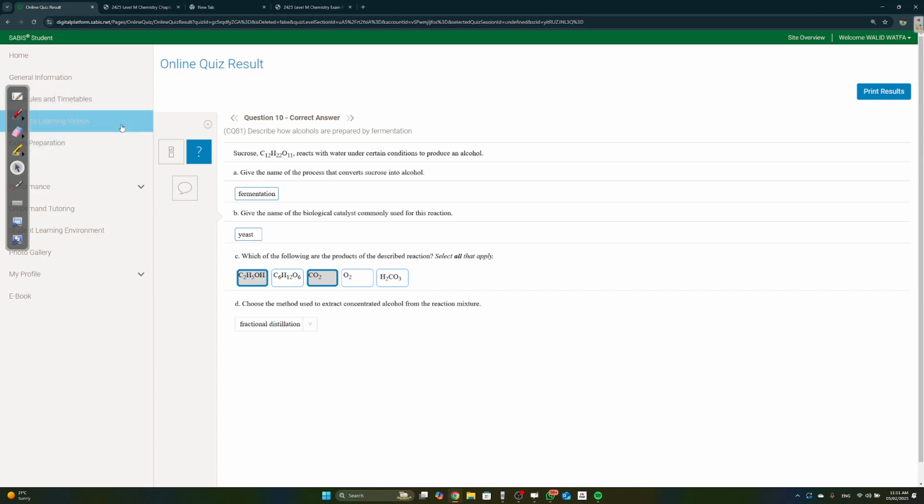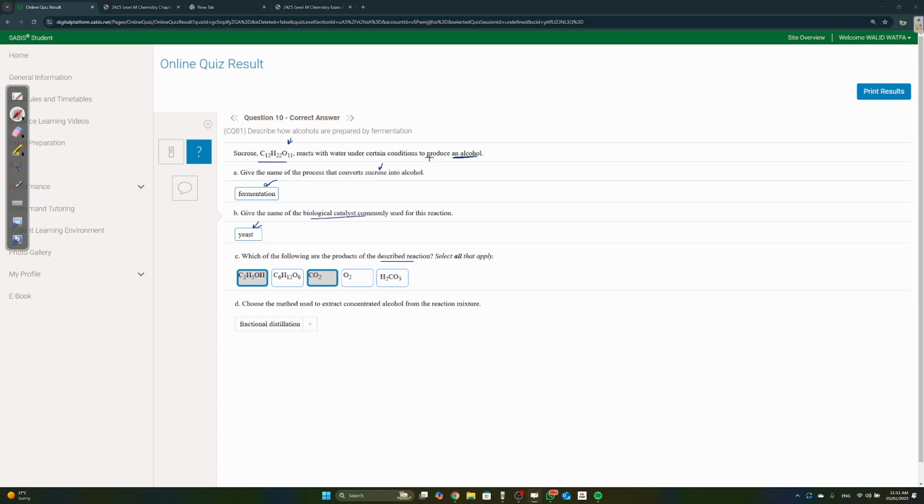Question 10. Sucrose C12H22O11 reacts with water under certain conditions to produce an alcohol. Give the name of the process that converts sucrose into an alcohol. How do you convert a sugar to an alcohol? We said we do alcoholic fermentation, or they call it just fermentation, right? This is what we did last week. And what's the catalyst? Who does it? The yeast.